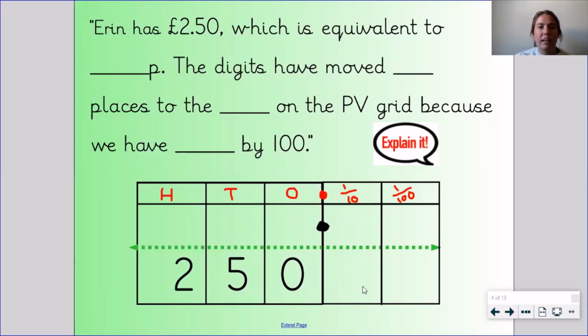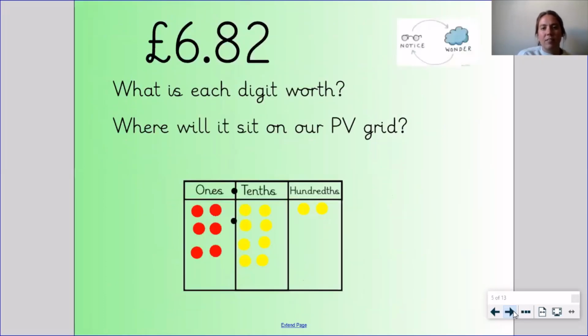Okay, so just recapping on what we've done in the last few days there. Erin has £2.50, which is equivalent to 250p. The digits have moved 2 places to the left on the place value grid because we have timesed by 100. Okay, so just going over those things. Now let's have a look here.